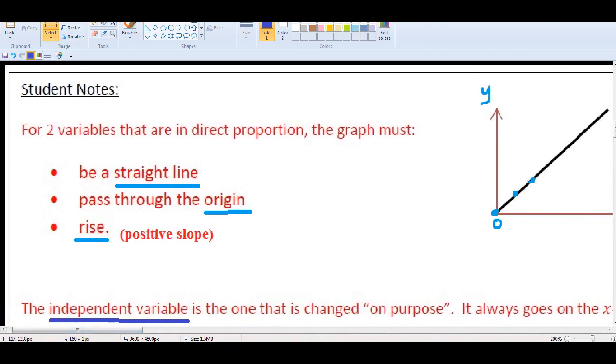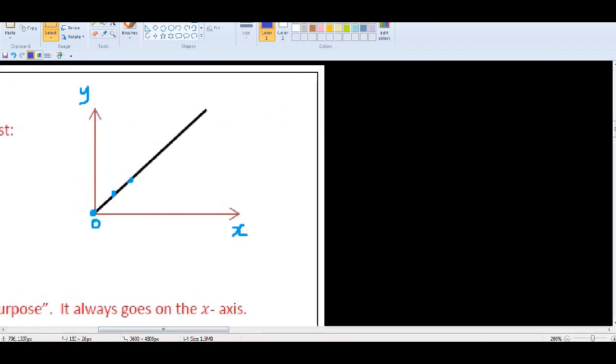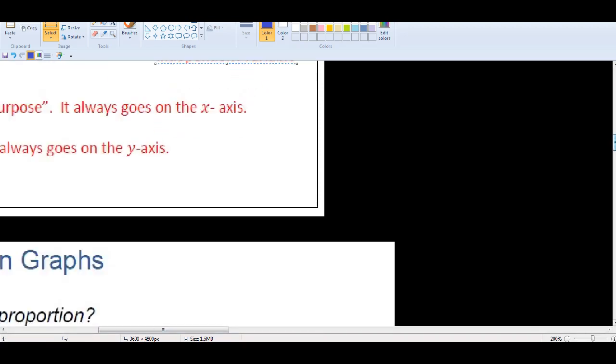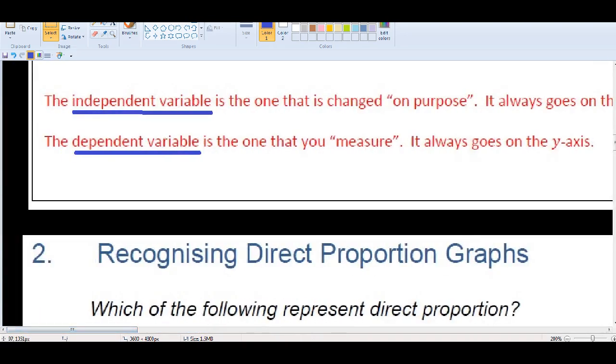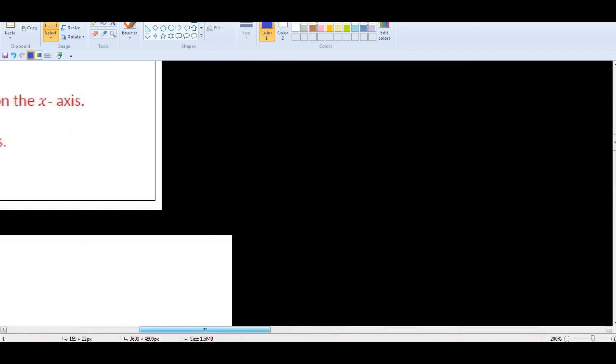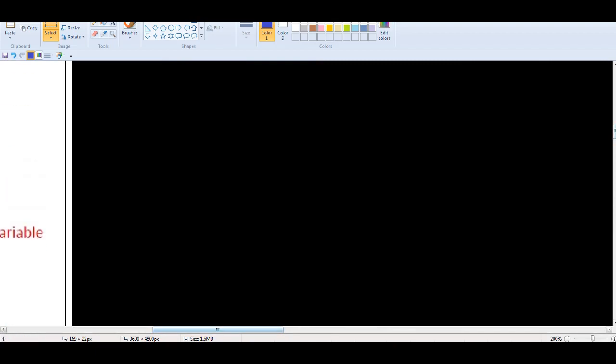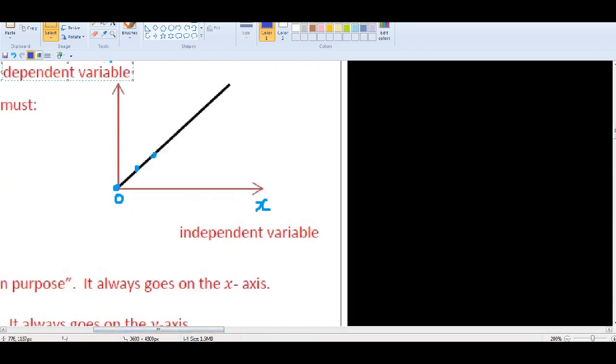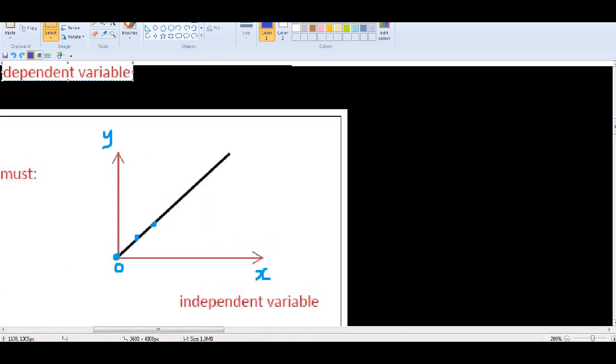Okay, so for the sake of clarity, let me just label this. This is what we call the independent variable, and this is what we call the dependent variable.